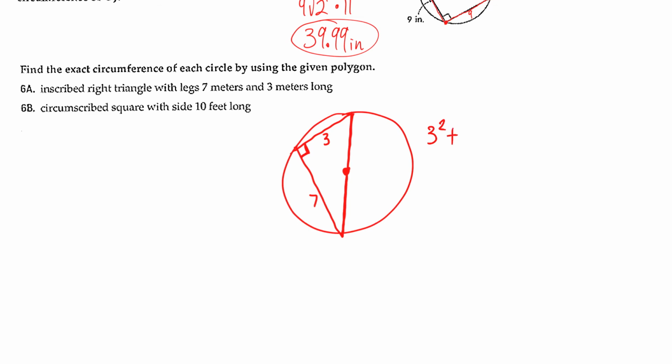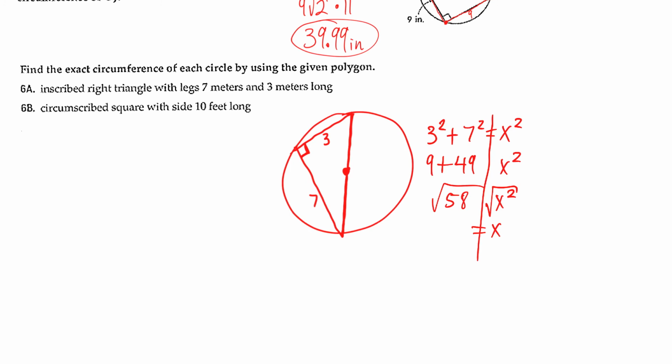Here we have no option but the Pythagorean theorem. This is not a special right triangle. So we're going to have 9 plus 49 equals x squared. 58 equals x squared. Take the square root. What does it give you? 7.62. So that's 7.62. What is that for the circle? The diameter.